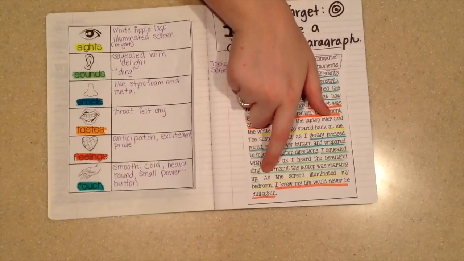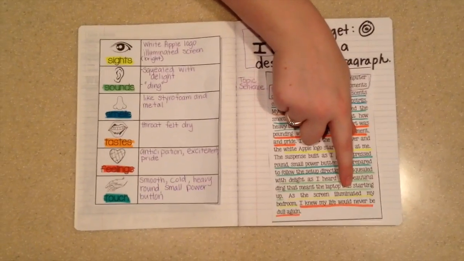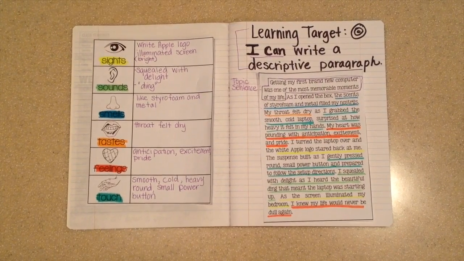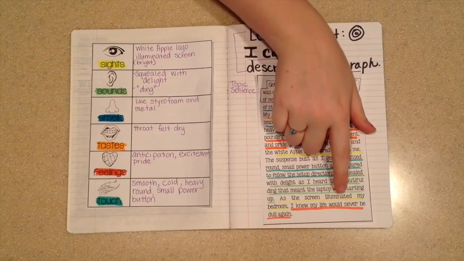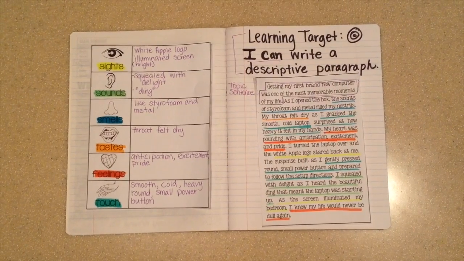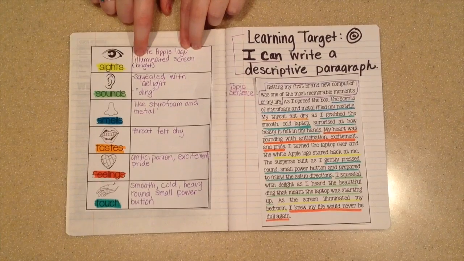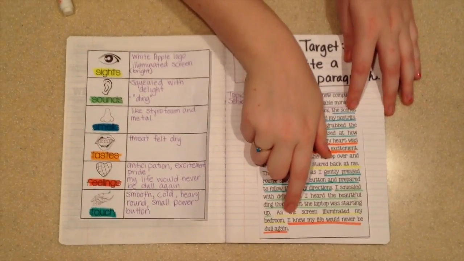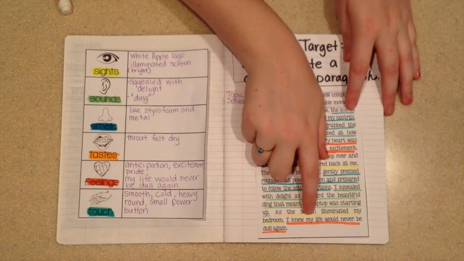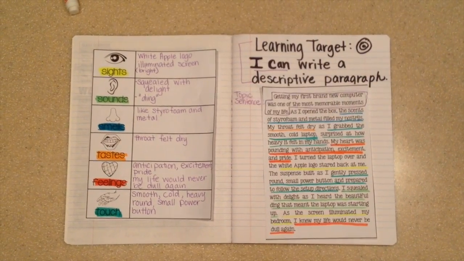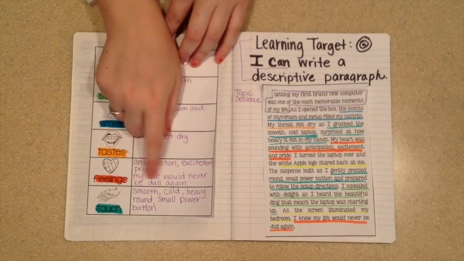Couple more things, stay with me. As the screen illuminated. So the word illuminated is going to mean the same thing as bright. So it's just lighting up the screen. So illuminated my bedroom. So that's also something we see. We can see that illuminated screen or that bright screen. So the author ends our story saying, I knew my life would never be dull again. So this author is feeling that their life will never be dull again.